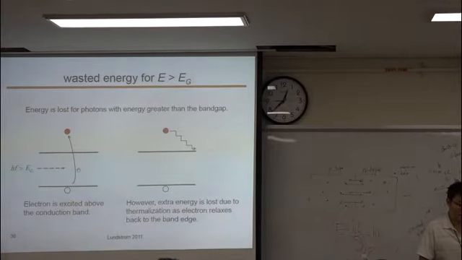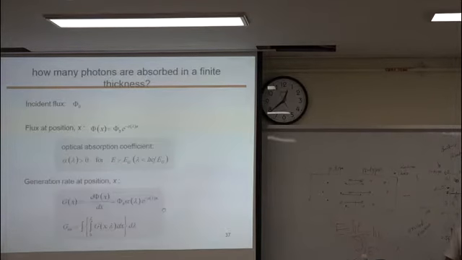Then what if we have energy higher than the energy band gap? Definitely, the electron can be excited to the conduction band, but since we have energy higher than the band gap, the electrons will be excited above the conduction band here, and then the extra energy, the difference between the energy of the solar light and the energy band gap, will be lost as thermal energy.